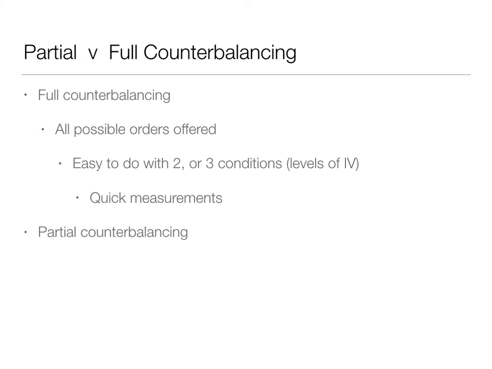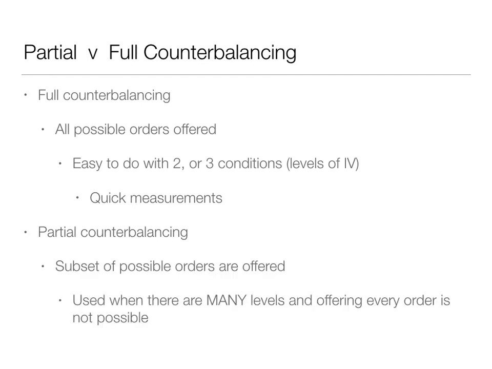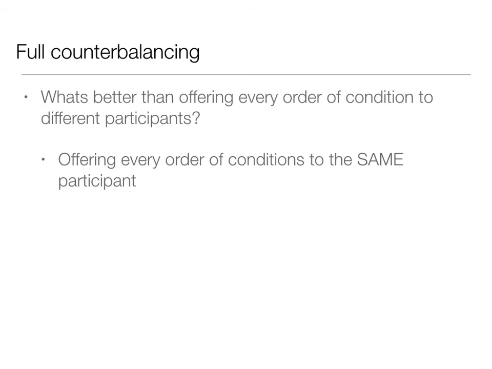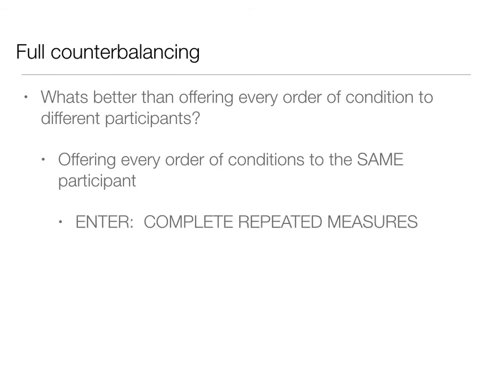Partial counterbalancing gives you just a subset of the possible orders that are offered. This is used when there are tons of levels, and offering every order is not possible. And we'll talk about partial counterbalancing and full counterbalancing a little bit more. So with full counterbalancing, what's better than offering every order of conditions to different participants is offering every order of conditions to the same participant. So what we can have is something that's called complete repeated measures. So that means that not only does every participant get both conditions, every participant gets both orders.